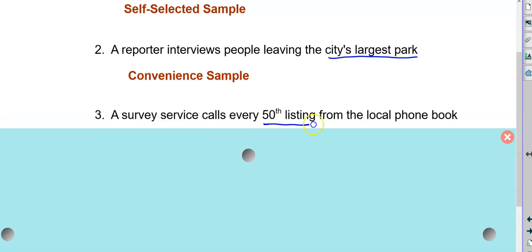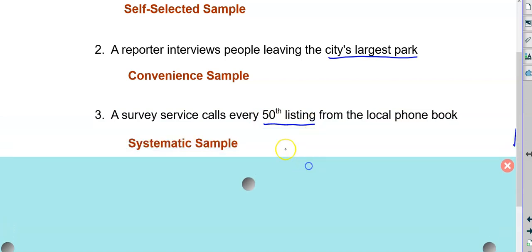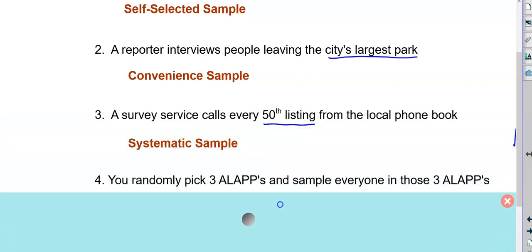Every 50th person, that seems systematic, right? That'd be okay if you have a list of folks. Pick 3 ALAPs and sample everyone.